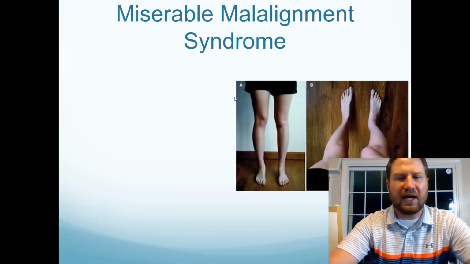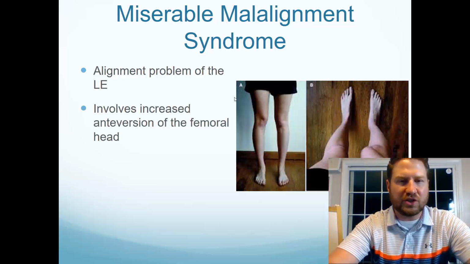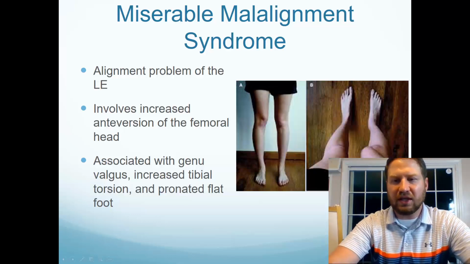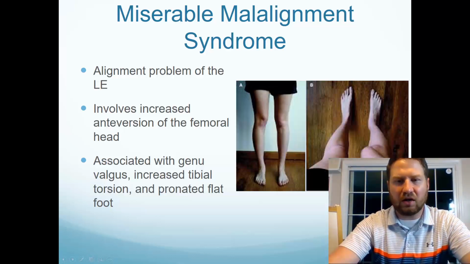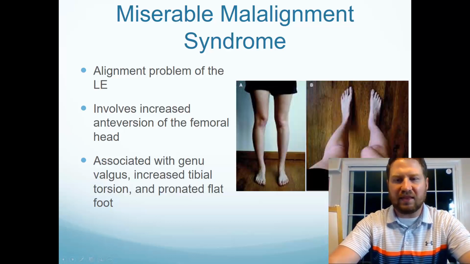Miserable malalignment syndrome is an alignment problem in the lower extremity. It involves increased anteversion of the femoral head, associated with genu valgus, increased tibial torsion, and pronated flat feet. So look at that. If you look at the patella, it signifies that the femur is anteriorly rotated or internally rotated. We talked about anteversion, which is going to cause an internal rotation moment at the hip. And that's what that is showing there.